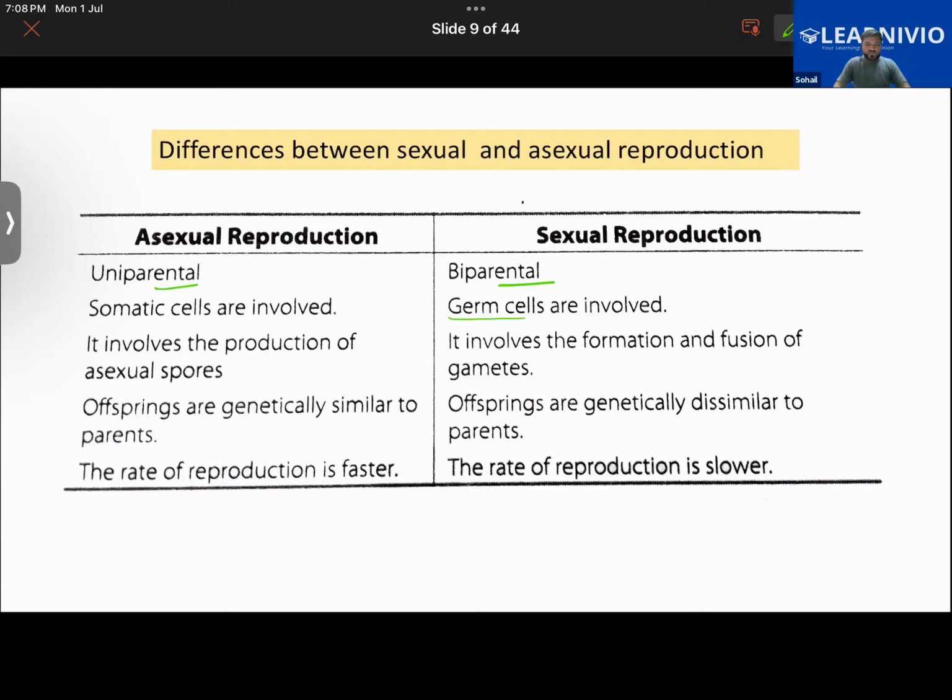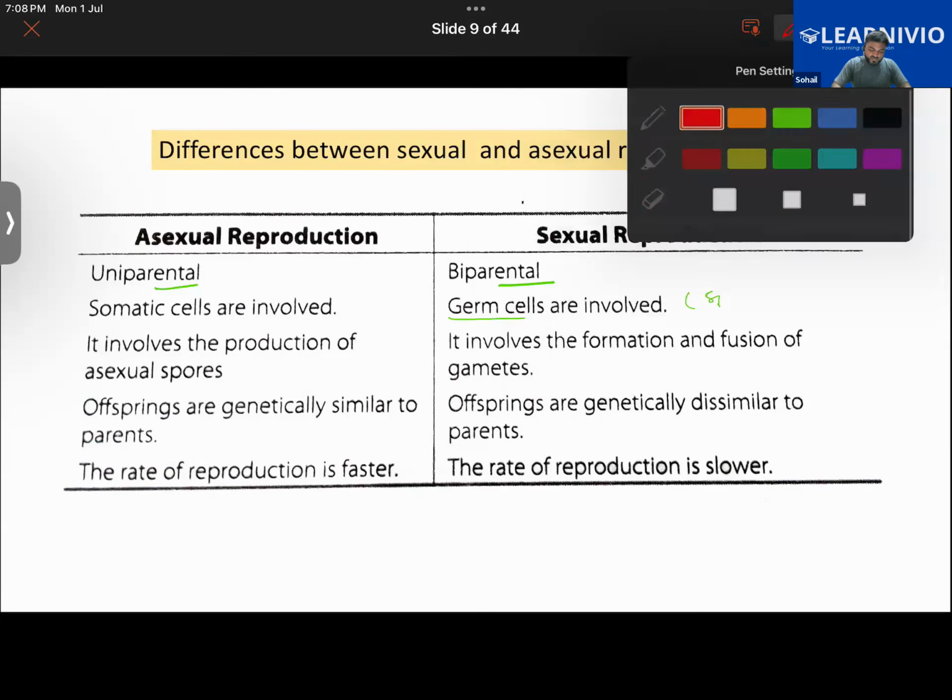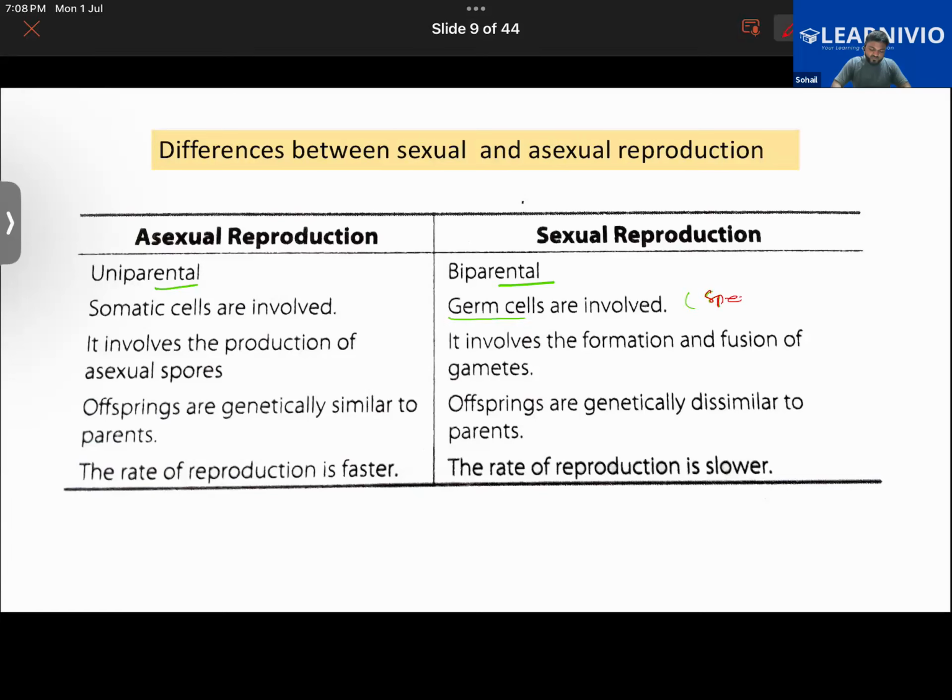While then you have germ cells. Germ cells are those cells that take part in the fertilization event, namely sperm and ovum. Basically, we are actually referring to the gamete cells now. So that is the thing.